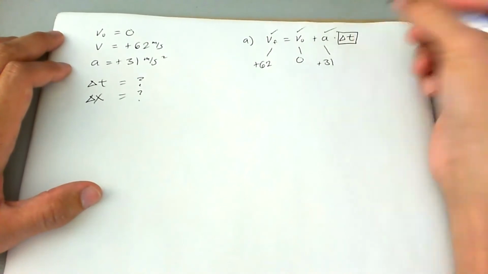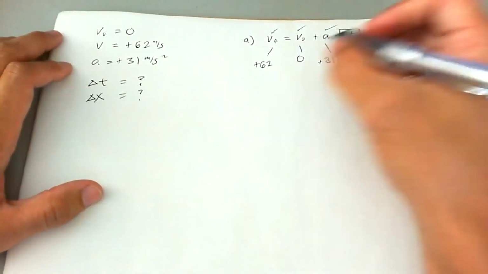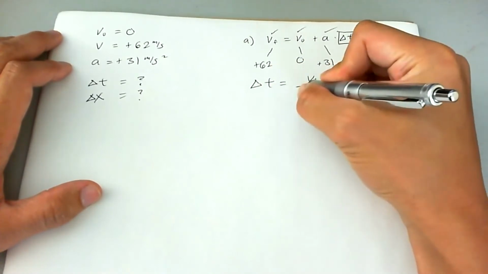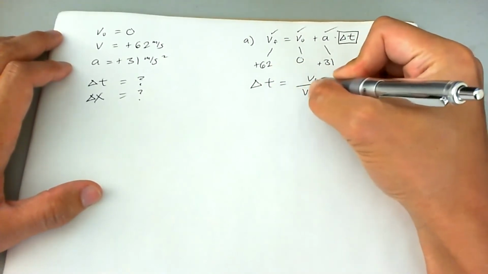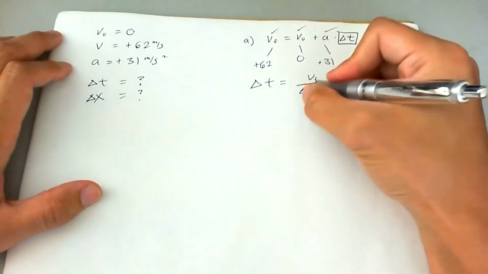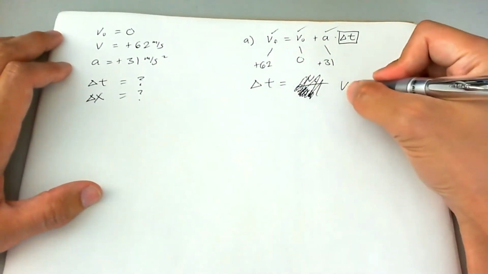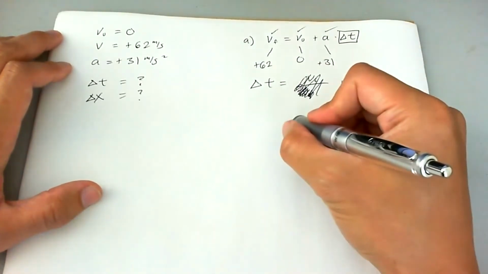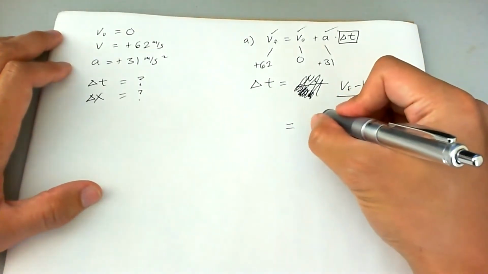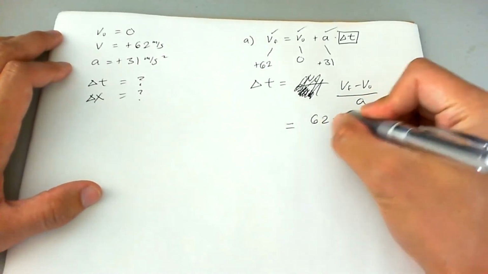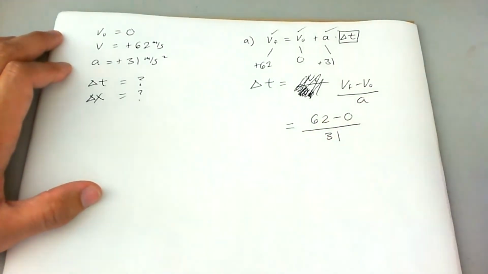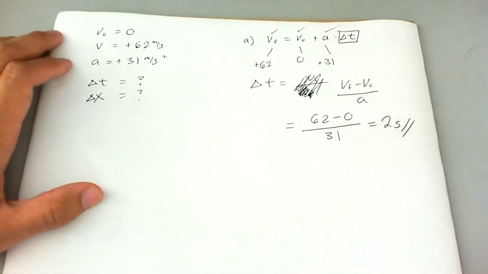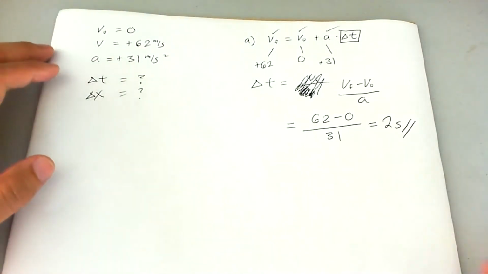So let's just plug and chug, do a little bit of algebra. Delta t is going to equal v final minus v naught divided by a. So plugging and chugging, that's going to be 62 minus 0 divided by 31, as you would expect, because this gives you 2 seconds. There and done.